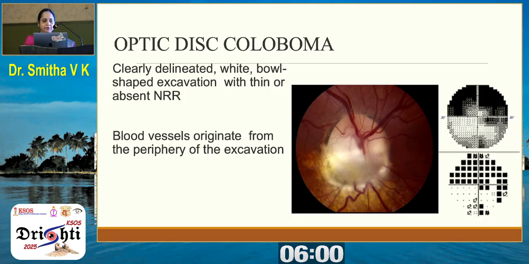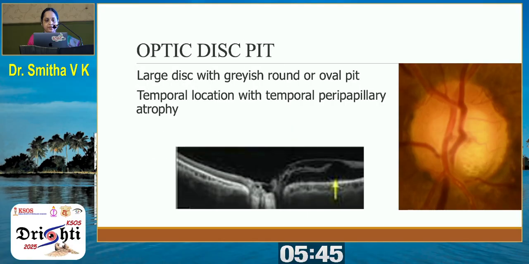In optic disc coloboma, you can see a clearly delineated wide bowl-shaped excavation with thin or absent neuroretinal rim, and the blood vessels originate from the periphery of the excavation. Here there is an inferior excavation with a corresponding superior field defect. In optic disc pit, you can see a large disc with grayish round or oval pit. The pit is usually temporally located with temporal peripapillary atrophy, and OCT can show neurosensory detachment.